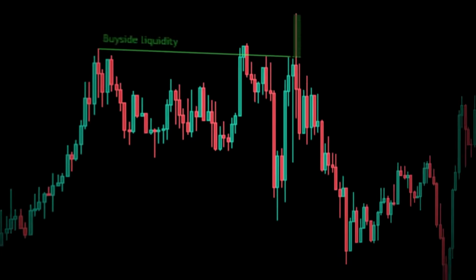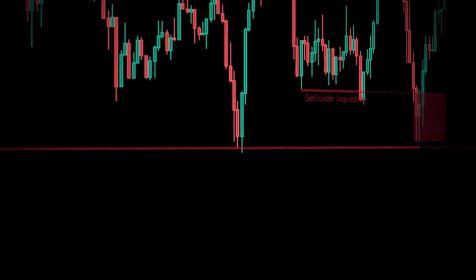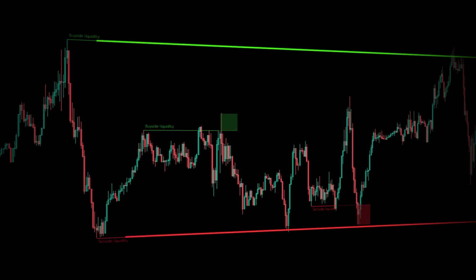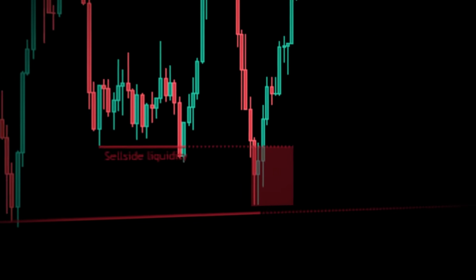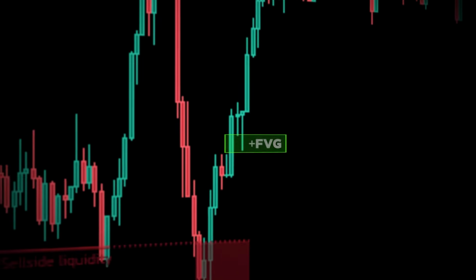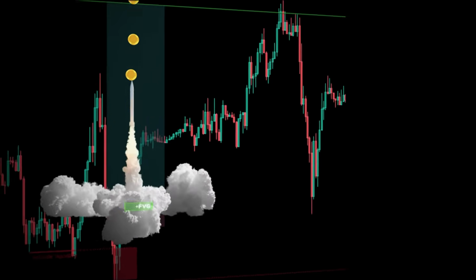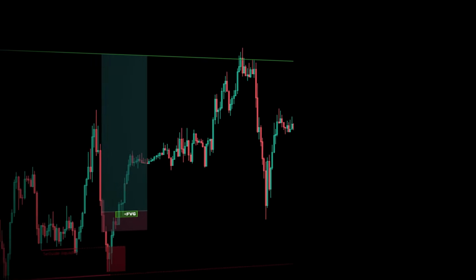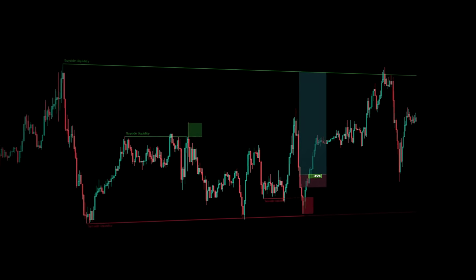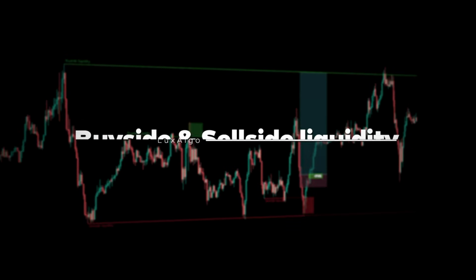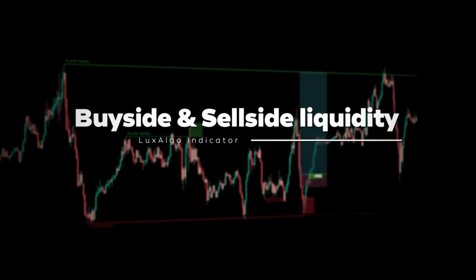This indicator feels like cheating. It automatically displays buy-side and sell-side liquidity on our charts. And all we have to do is wait for price to trade through it and then enter if a setup presents itself. If you want to simplify your trading, then this indicator is for you. In this video, we'll explain exactly how this indicator works and how you can use it to improve your trading.